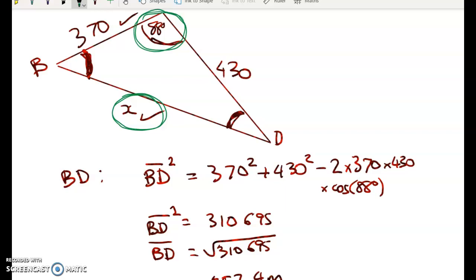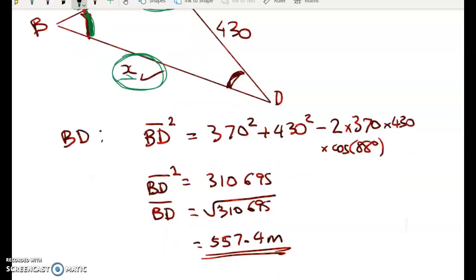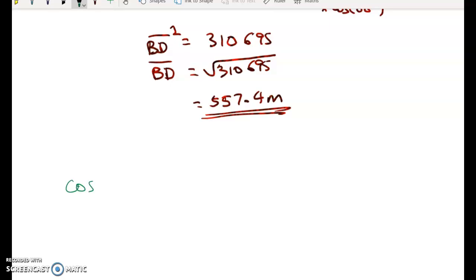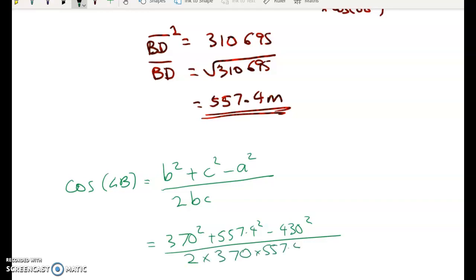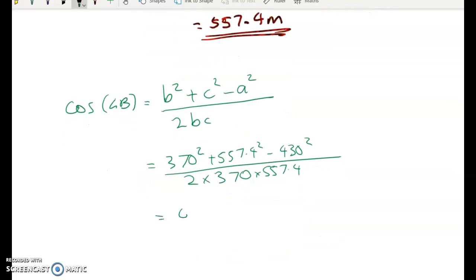So using the cosine rule, this is the angle I want. These are the two sides on either side of it. So cosine of angle B is equal to the two sides around that angle. Here we've got 370 squared plus 557.4 squared minus 430 squared, divided by this. That gives me cos of angle B equal to 0.636873, giving me angle B equal to 50.4 degrees.